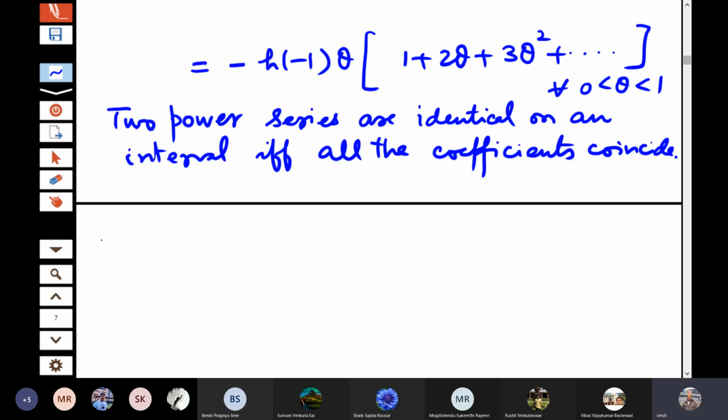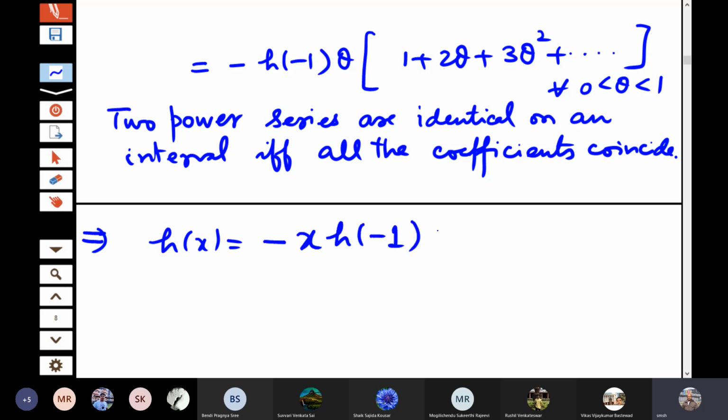So this implies that h of x is equal to, so what are the type of terms you are getting? First one is 1, second one is minus 2, then the third one and so on. So it is basically coming like this, minus x h of minus 1. Because this theta is coming outside, so theta square, theta cube and so on it will come. So we have got a general solution of hx, and all the terms are actually multiples of h of minus 1.